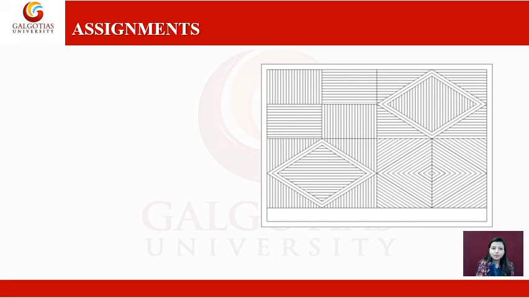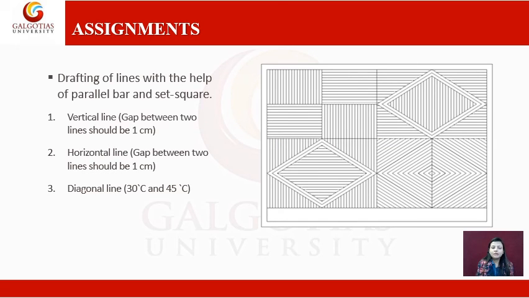After this, here is one assignment for you. Drafting of lines with the help of parallel bar and set square. For the vertical lines, the gap between two lines should be 1 centimeter, and for the horizontal lines, the gap between two lines should be 1 centimeter, and the diagonal lines are at 30° and 45°. As you see, these are the vertical lines, these are the horizontal lines, and these are the diagonal lines. So make these things on an A1 sheet with a proper format.